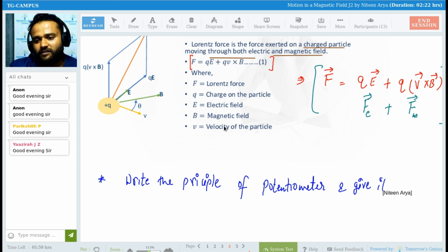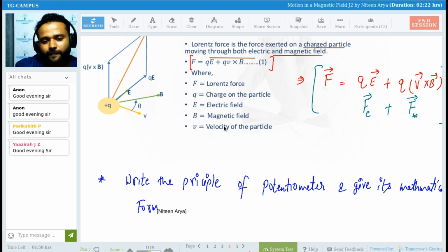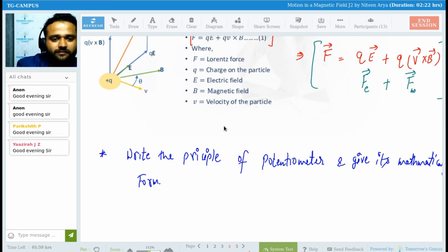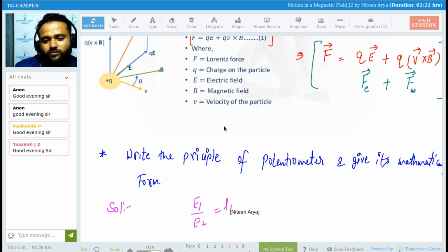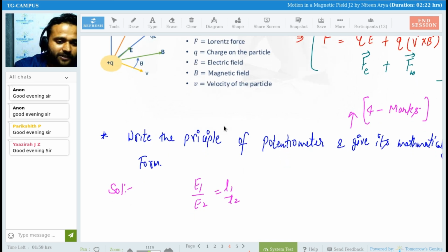Give its mathematical form. So if you do this answer or solution, E1 by E2 equals L1 by L2, and this is the question for 4 marks, and you know this also. So now you tell me how many marks you are going to give each student. Give me the marks now.